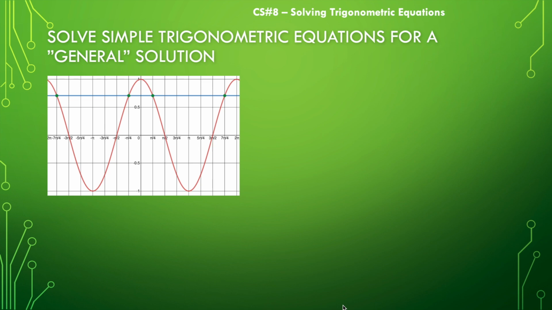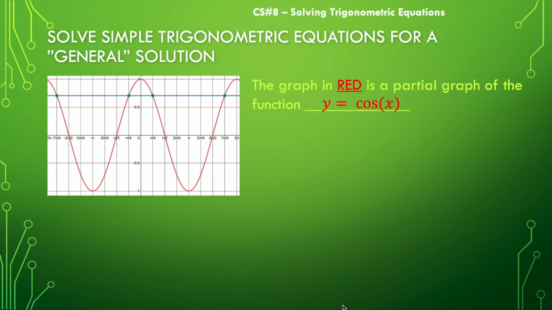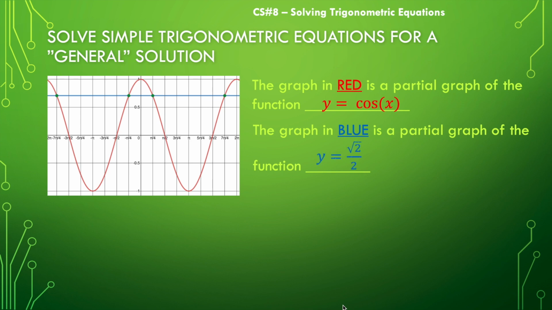If we're looking at the graph here in the upper left-hand corner, you notice that there are two graphs happening. The red graph is a partial graph of the function y equals the cosine of x, and the blue graph is a partial graph of the function y is equal to the square root of 2 over 2. I say it's a partial graph because both a cosine function and a constant function go on infinitely to the left and to the right.